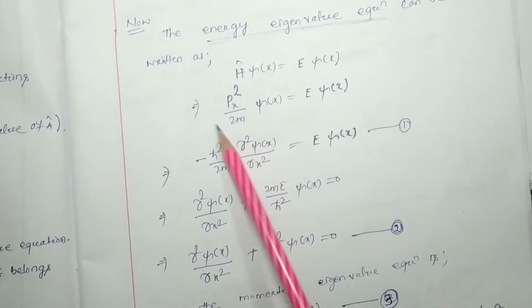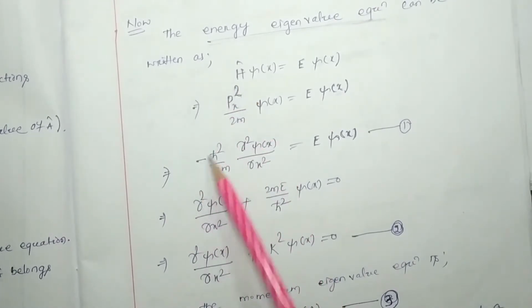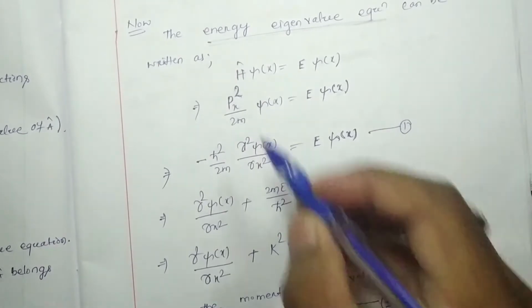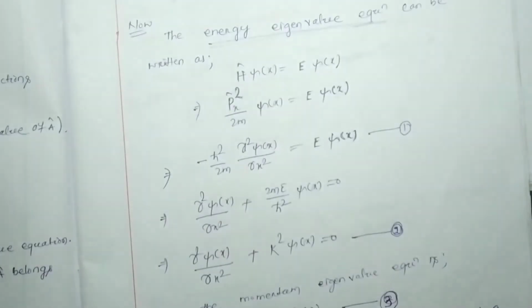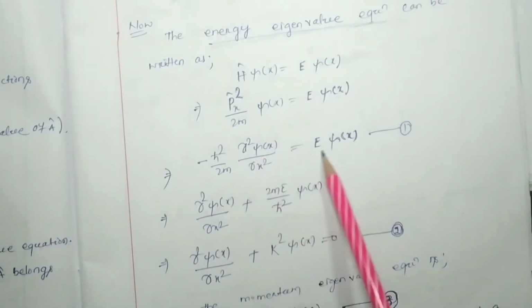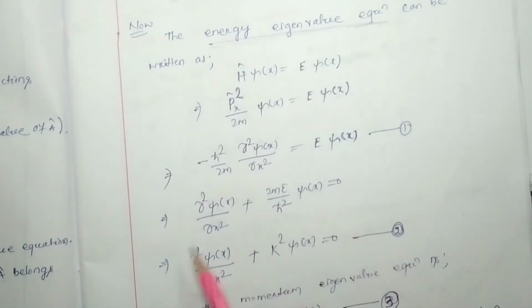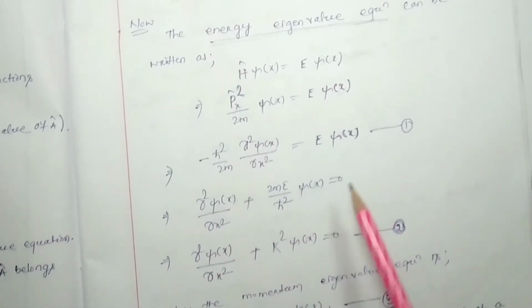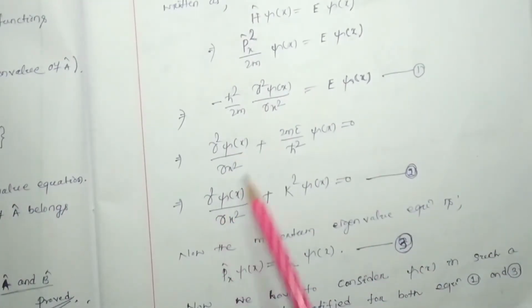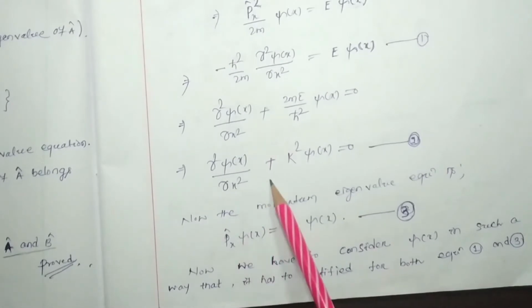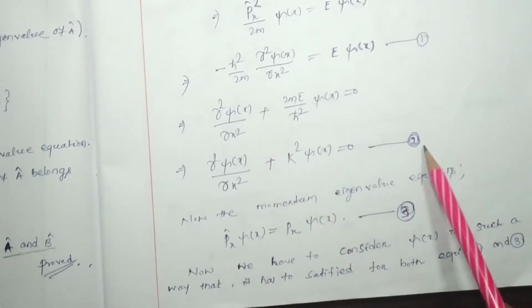So the operator will be minus h cross square by 2m del square psi x by del x square equals E psi x. This can be written as del square psi x by del x square plus 2m E by h cross square psi x equals 0. In this form, del square psi x by del x square plus k square psi x equals 0. Let this be equation number 2.